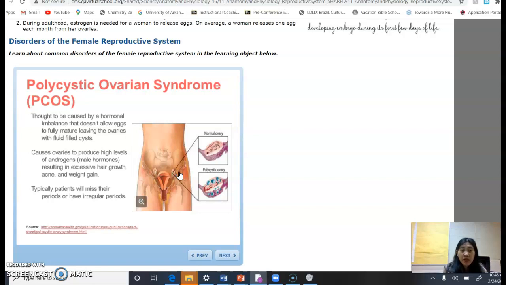That is actually the male hormones, not the female ones, because the female hormone is called estrogen. So it results in excessive hair growth, acne, and weight gain. Patients will miss periods or have irregular periods. You have these cysts, polycystic ovarian syndrome, or PCOS. Okay, this is how my sister-in-law has this one. It's a hormonal imbalance. Right.